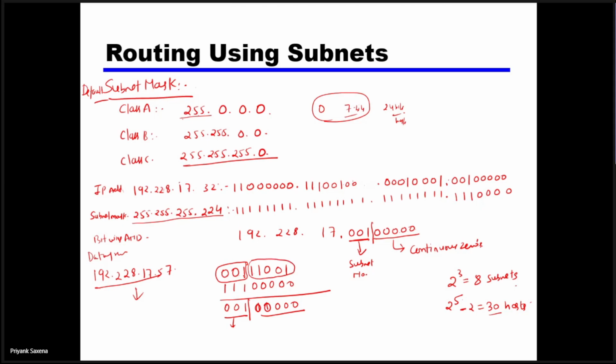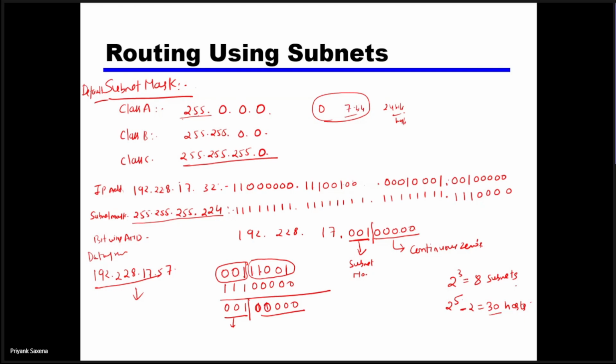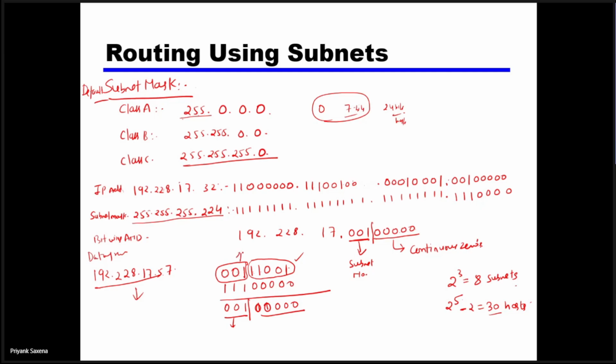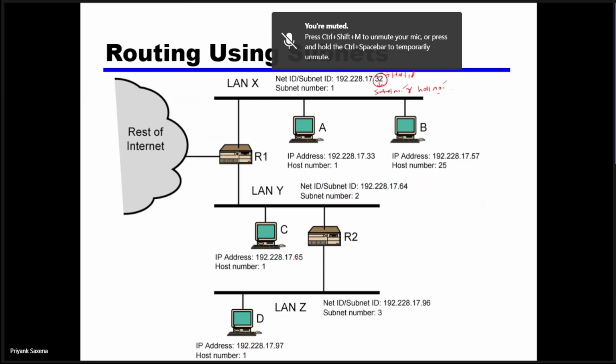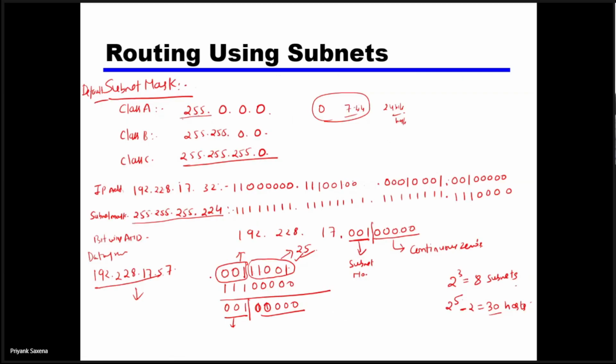You please see, 16 plus 8, 24 plus 1, 25. So if a packet arrives with an IP address of this, it is to be delivered on subnet number 1 and with a host number of 25, right? So if a packet arrives at that, it will be given on subnet number 1 with a host number of 57, right? So its host number is 25. Clear? Is it clear or not?